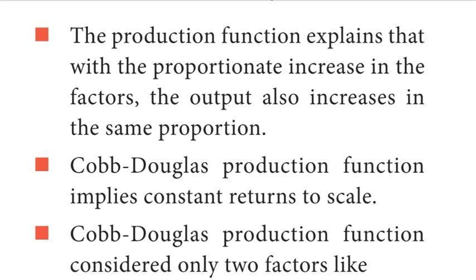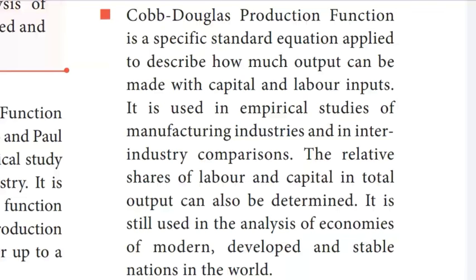Cobb-Douglas production function considers only two factors. It is a specific standard equation applied to describe how much output can be made with capital and labor inputs. It is used in empirical studies of manufacturing industries and in inter-industry comparison. The relative shares of labor and capital in total output can also be determined. It is still used in the analysis of economies of modern, developed and stable nations in the world.